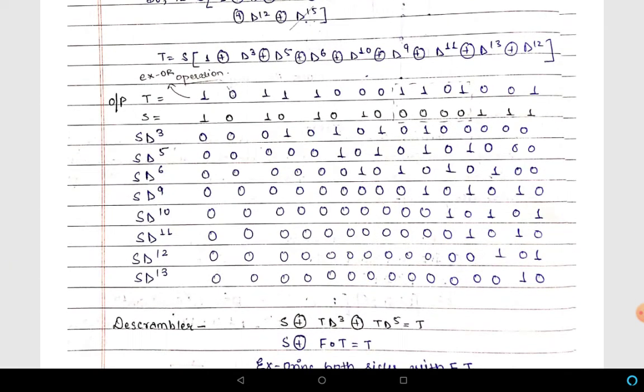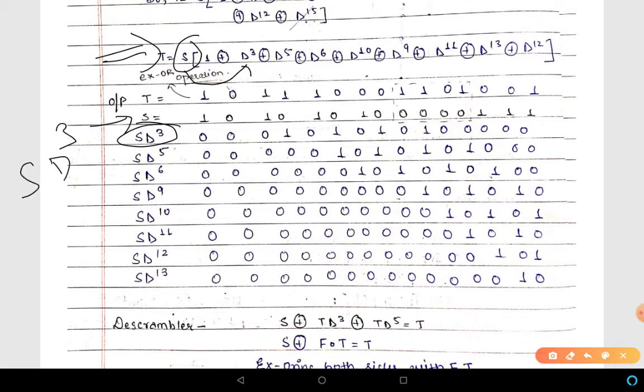Now what we do is this: we have to implement this equation. How will we implement it? First we'll write s, which is written here, then we will write sd cube, that is this. So what is sd cube? Sd cube is actually the sequence s delayed by 3 bits.